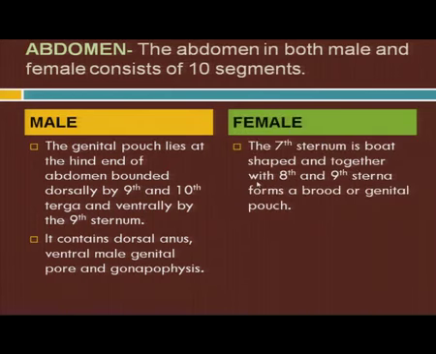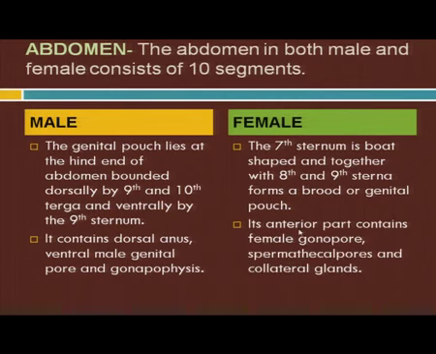In females, the 7th sternum is boat shaped, and together with the 8th and the 9th sternum, it forms a brood or genital pouch. So, the genital pouch in male was comprised by the 9th and 10th segment, but in the case of female, it comprises the 7th, 8th and 9th sternum.